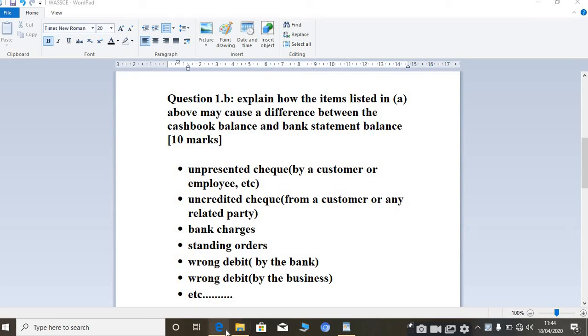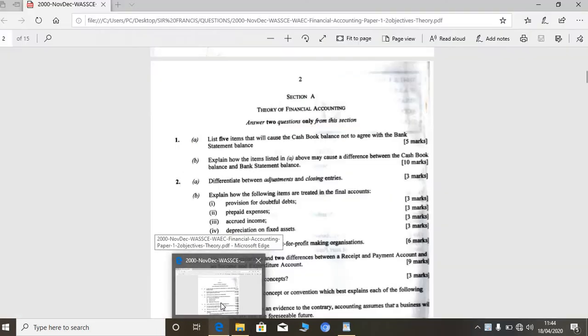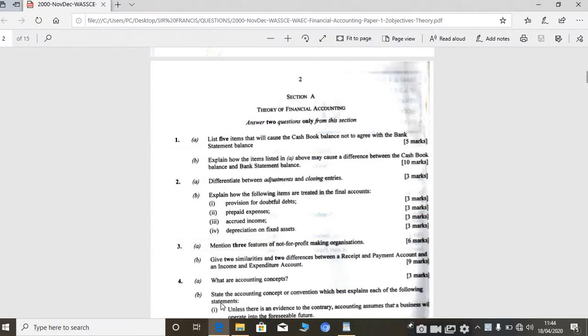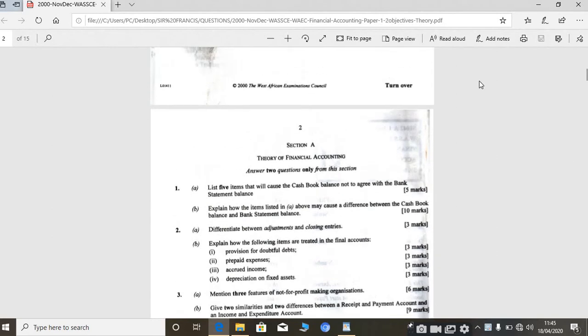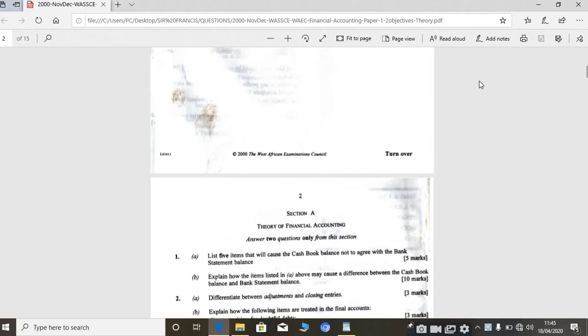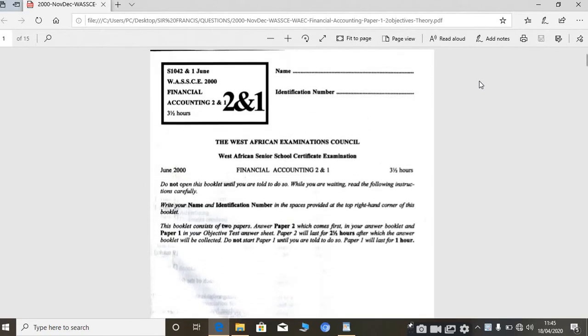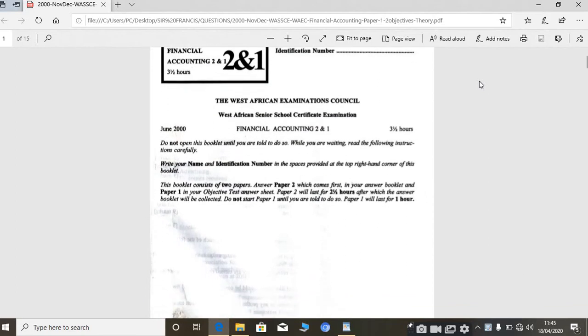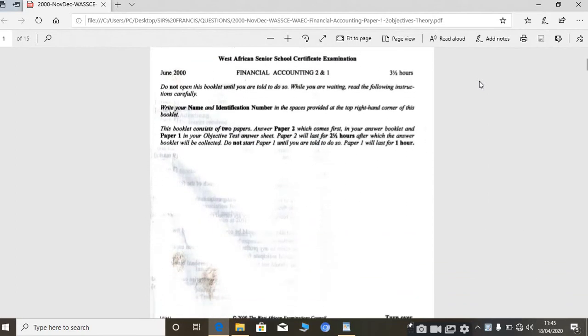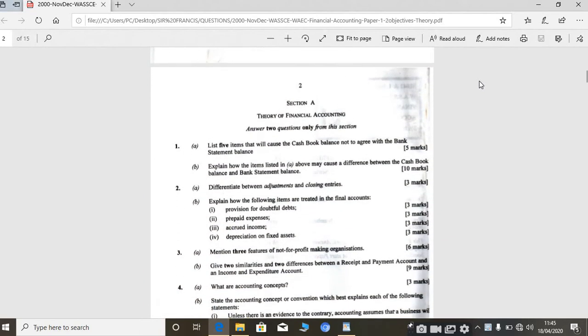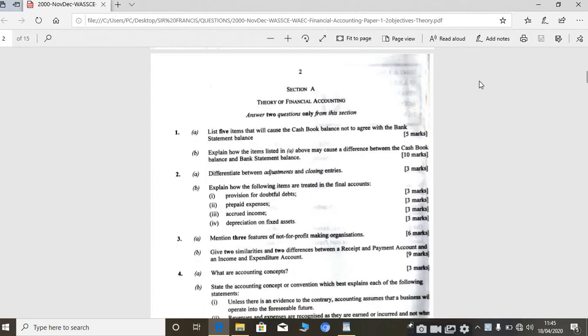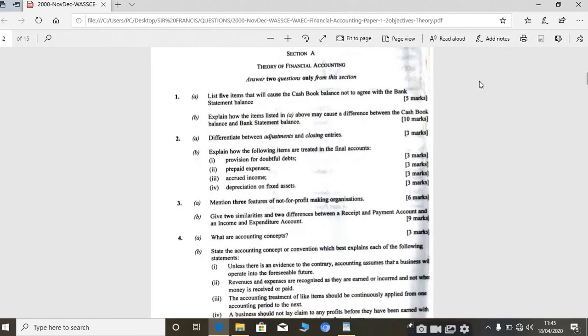Okay, so welcome back to our series as we started solving the financial accounting past question 2000. That's what we started with, okay? And we are dealing with the section A, which is the theory aspect of paper 2. So financial accounting WASSCE 2000, paper 2, section A. We started with question 1, and now we are on the B aspect of question 1 because we are done with the A aspect of it.